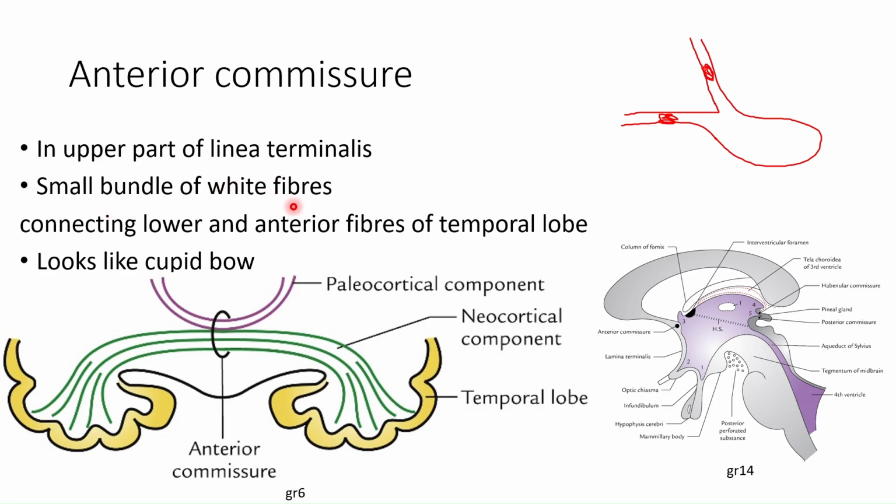So these are the small bundle of fibers, and here you see where these are lying. So if you see this is the lamina terminalis, तो ये lamina terminalis के upper part में इसके fibers का section में देखने को मिलता है. These are the anterior commissure fibers.